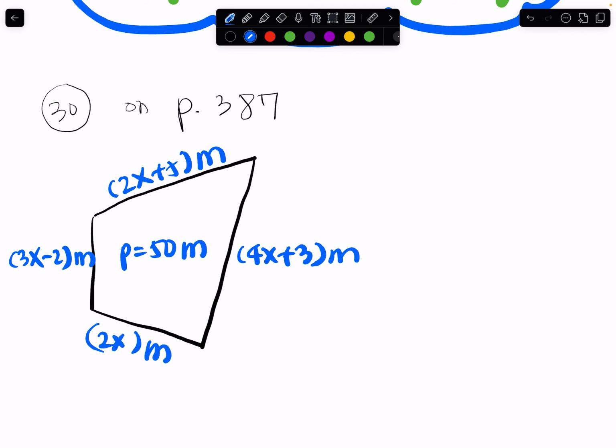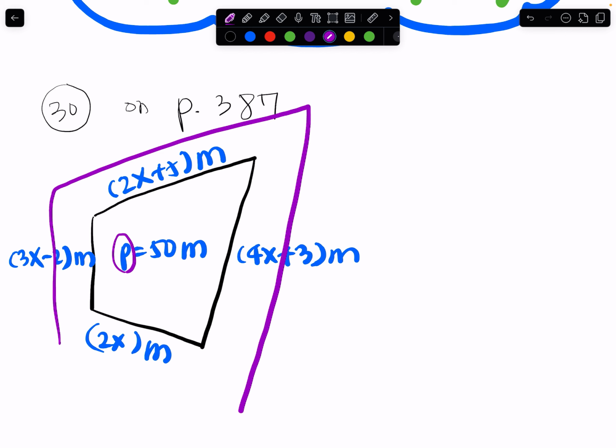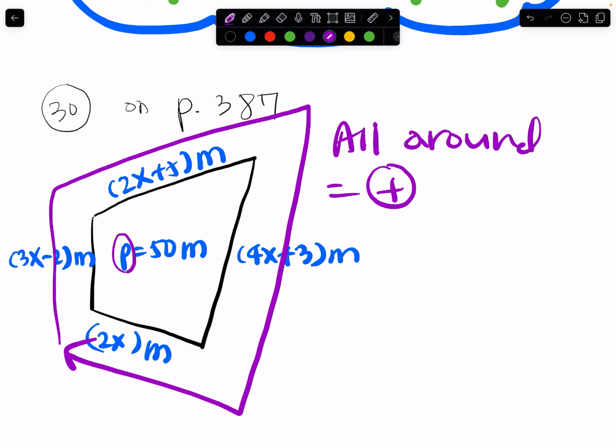All right, so you can tell that all the side lengths are given and none of them is congruent to anything else. So all 4 different side lengths in a quadrilateral because it's 4 sides. Ready? So let's talk concept. What is a perimeter? Isn't it the distance around a figure? So all around, right? All around in mathematics means addition.